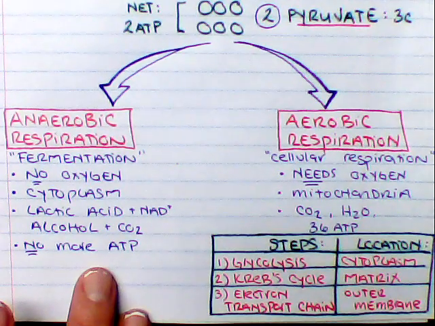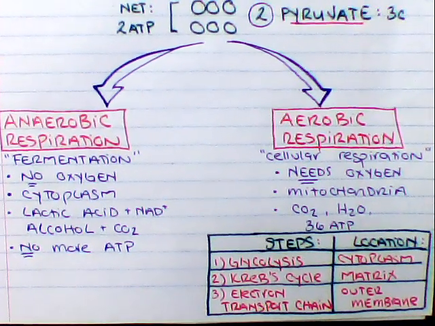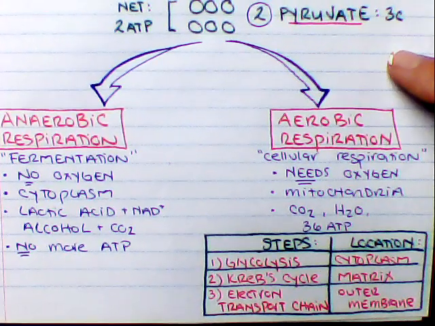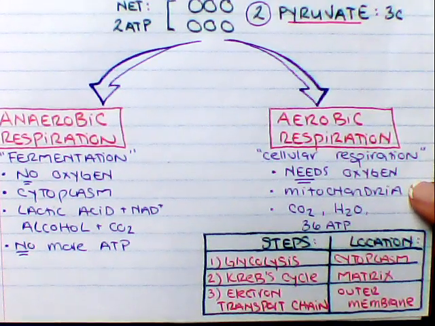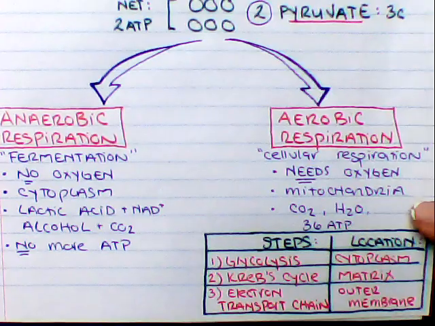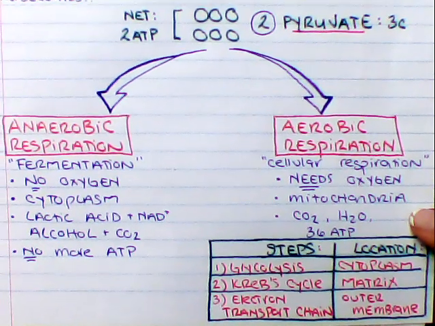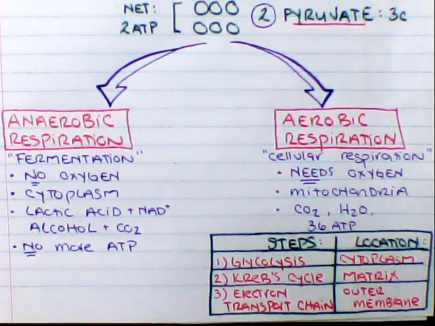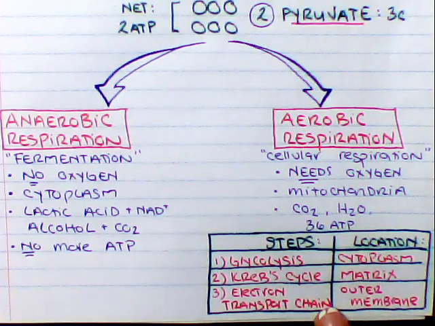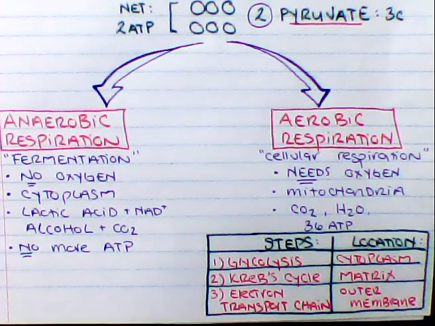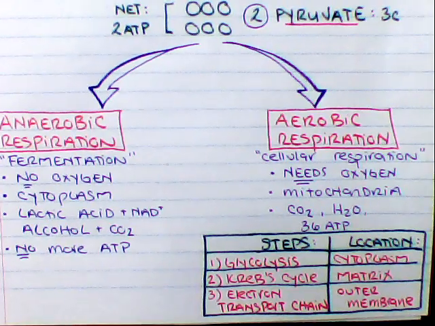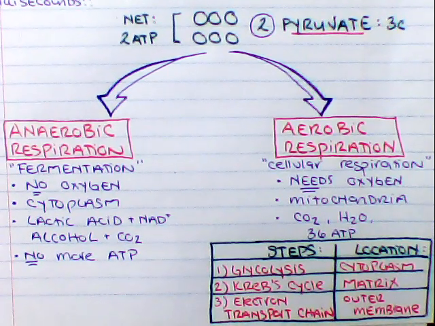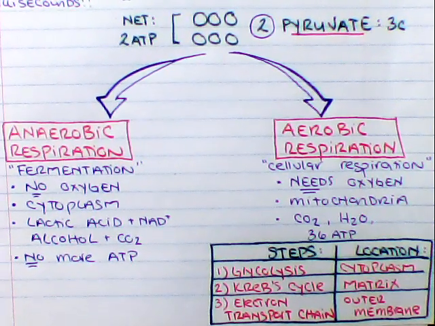Our second process that pyruvate can go into is what's known as aerobic respiration. It's going to travel from the cytoplasm into the mitochondria, where it requires oxygen, and our products are CO2, H2O, and our 36 ATP. The steps of aerobic respiration, which will happen in lecture part 2, are glycolysis, the Krebs cycle, and the crazy electron transport chain. Again, take a moment to stop this video and write down these notes.